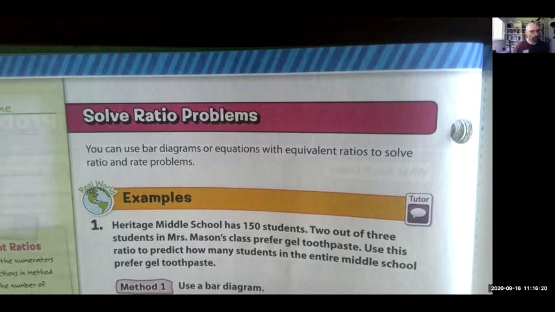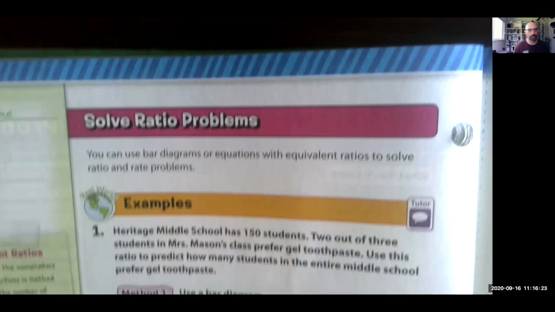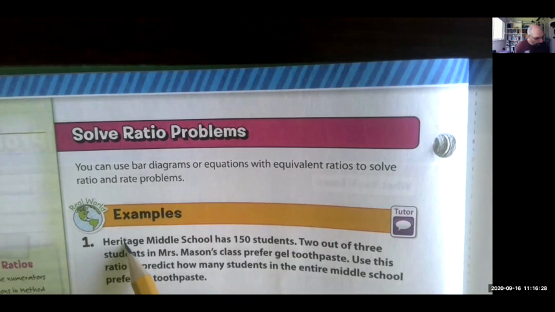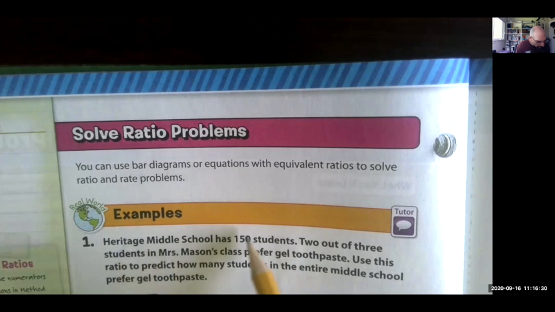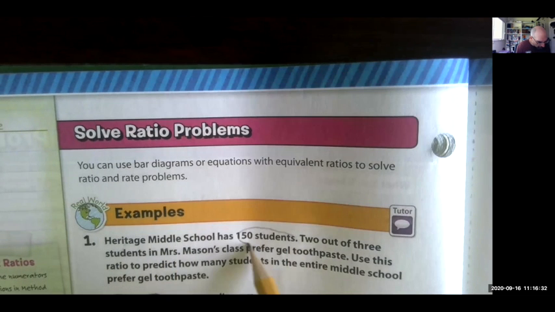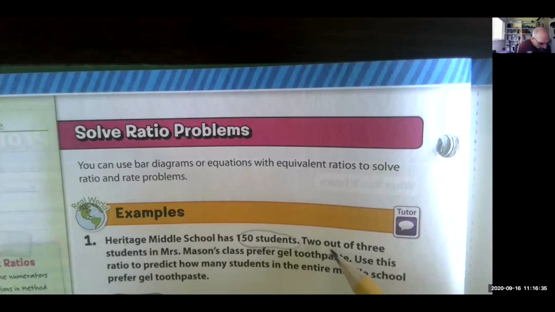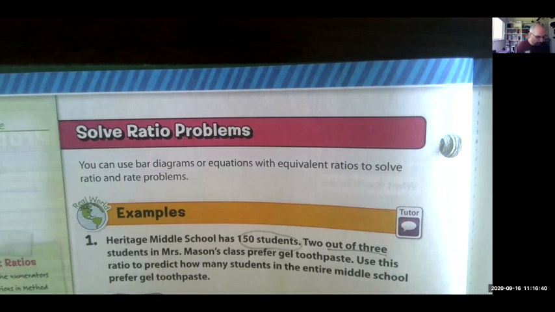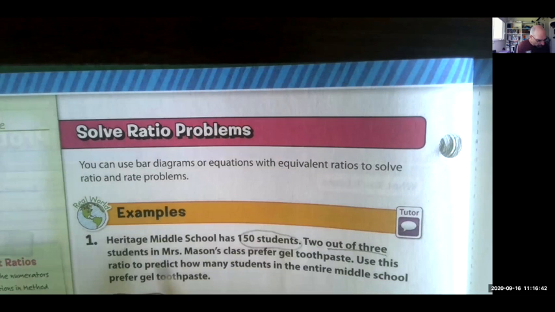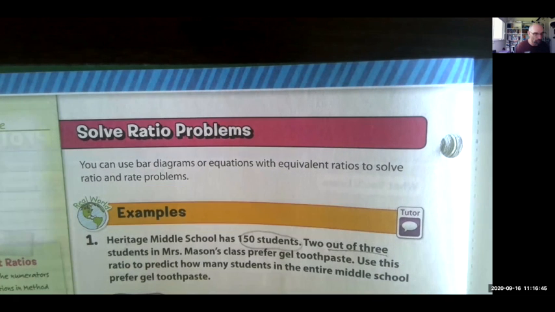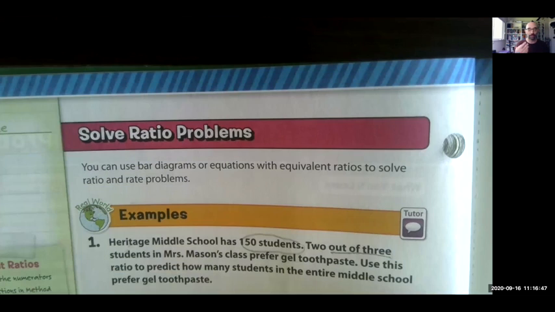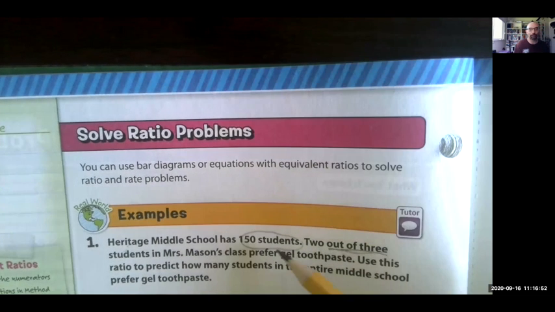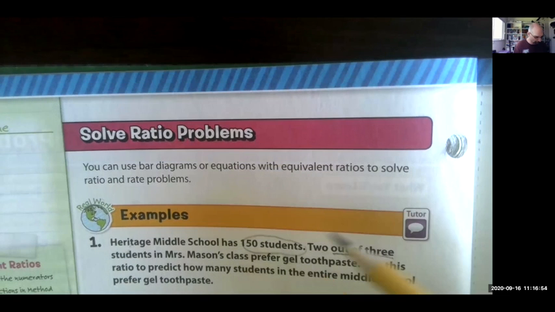Okay, so we're going to look at a couple of problems that you pretty much know how to do, but we'll just review them a little bit. So here we have a word problem. Heritage Middle School has 150 students. That's an important number. 2 out of 3, that's really important too. 2 out of 3 students in Miss Mason's class prefer gel toothpaste. Use this ratio to predict how many students in the entire middle school prefer gel toothpaste. So they're giving us a fraction that is in her class, 2 out of 3, and we have to apply that to the whole school, which is 150 students.